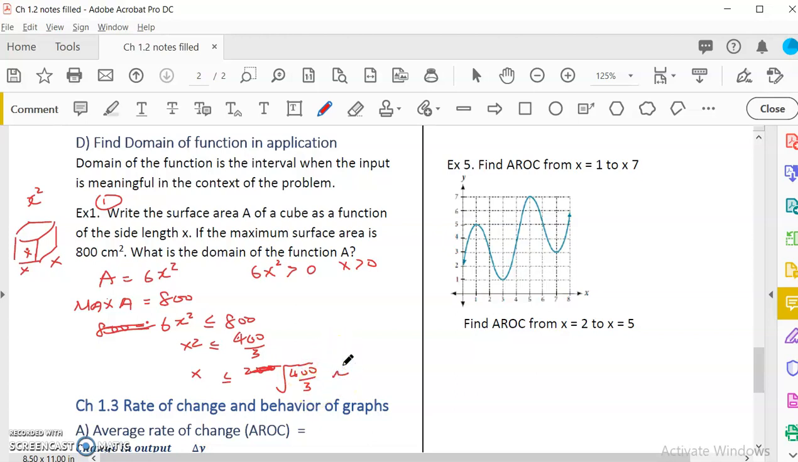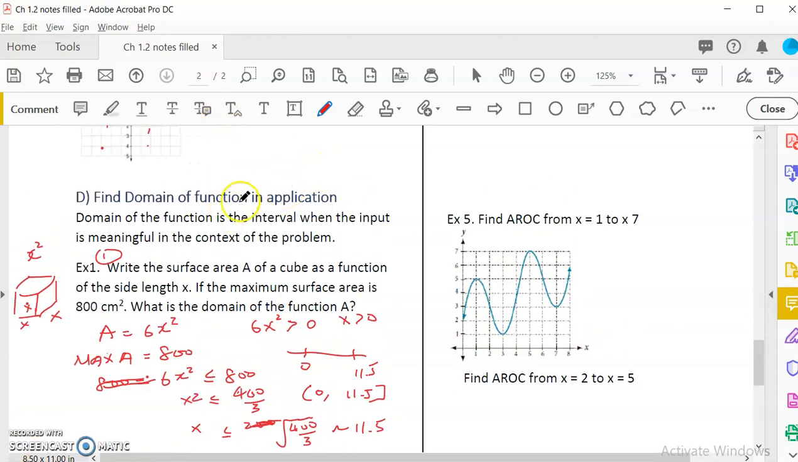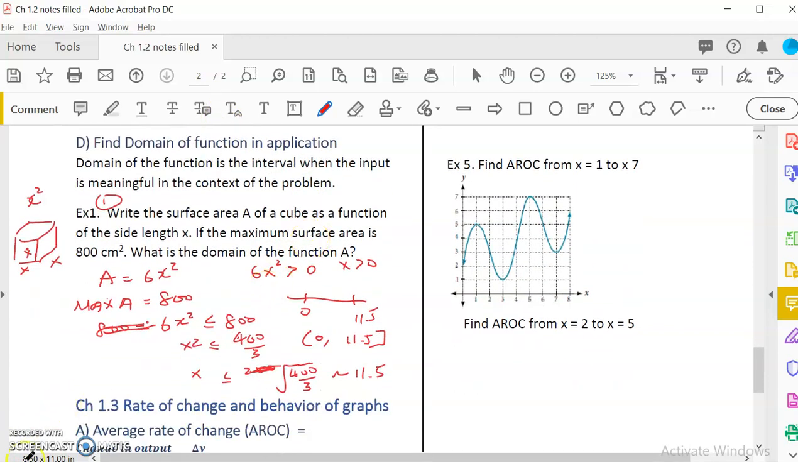So what is the square root of 400 over 3? That would be about 11.5. So what is the range of x that's available? x could be from 0 to 11.5, right? So we would say the domain is from 0 to 11.5. Like that, yeah. So that is the domain of a function.